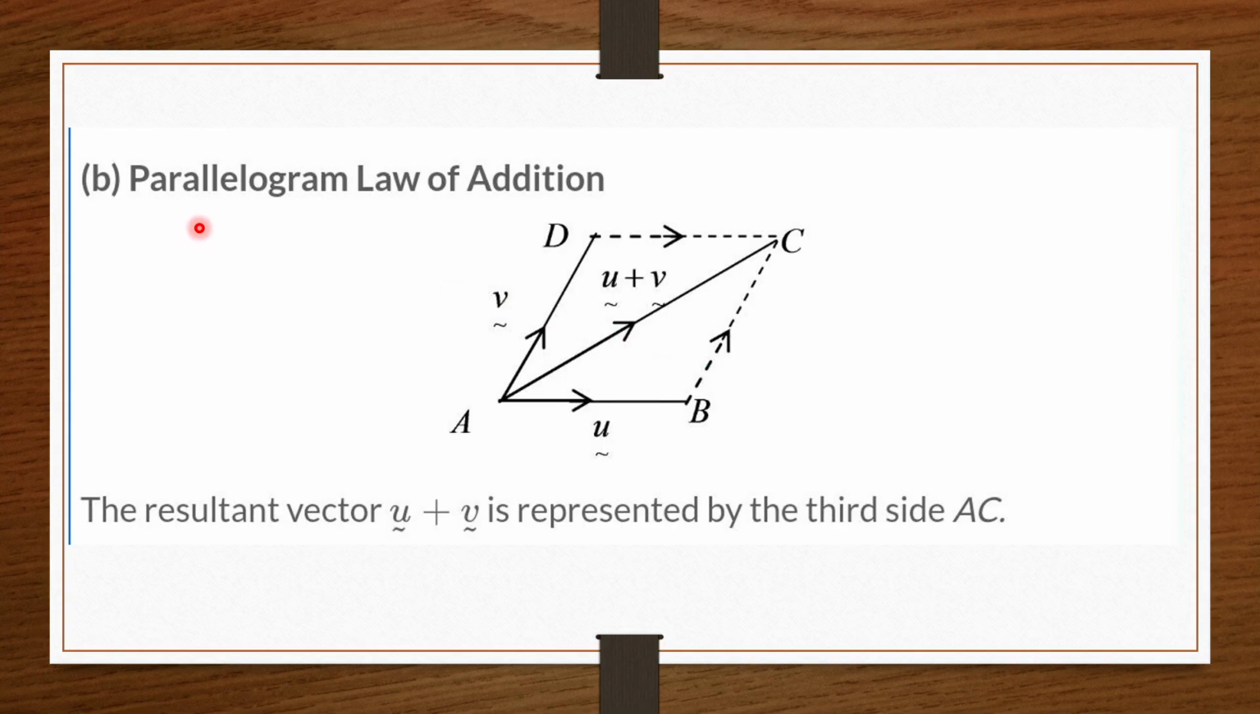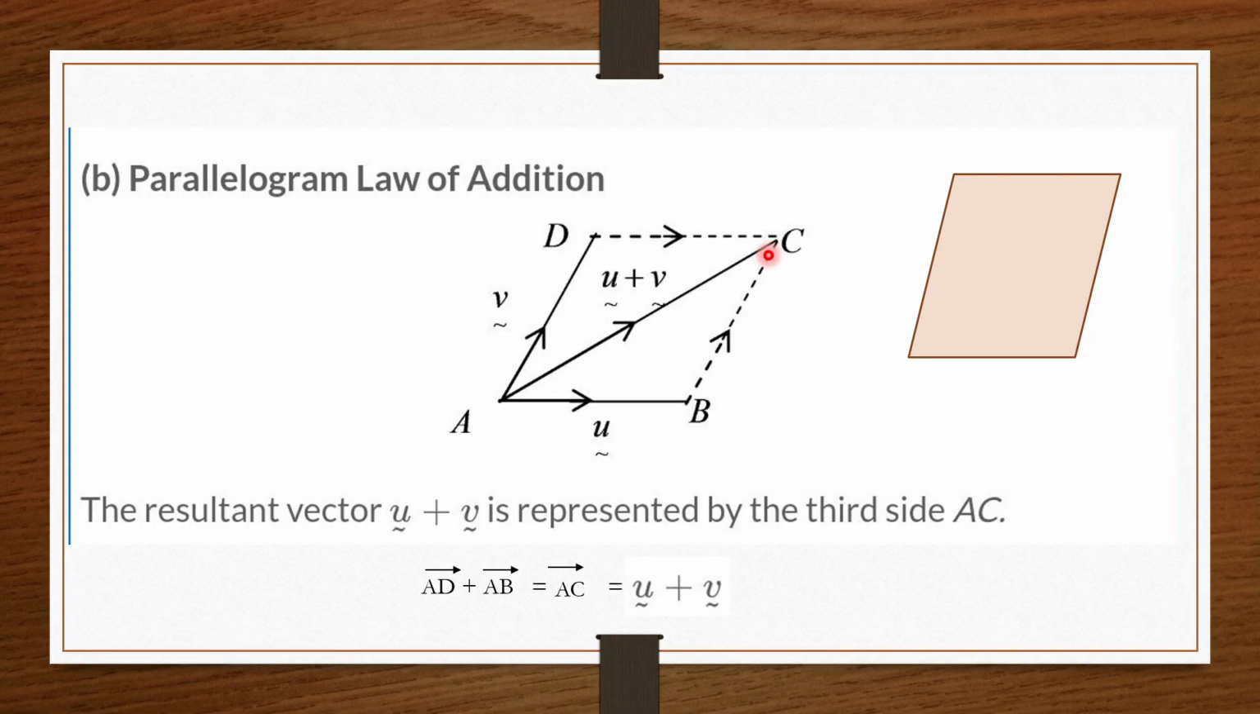The second law is the parallelogram law of addition. You can use this law when you are given a parallelogram. When vector AD is added up with vector AB, the resultant vector is vector AC, where vector AD is V and vector AB is U. Therefore, the resultant vector is U plus V.